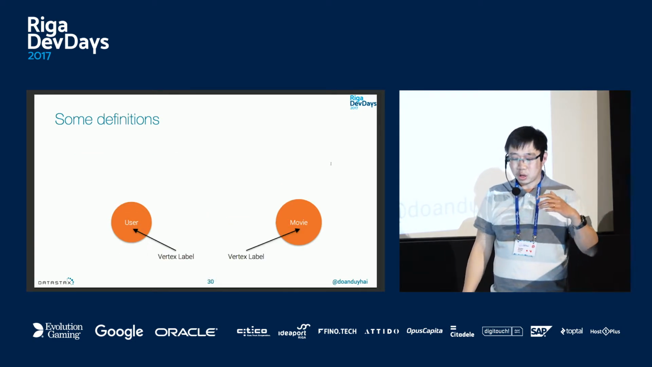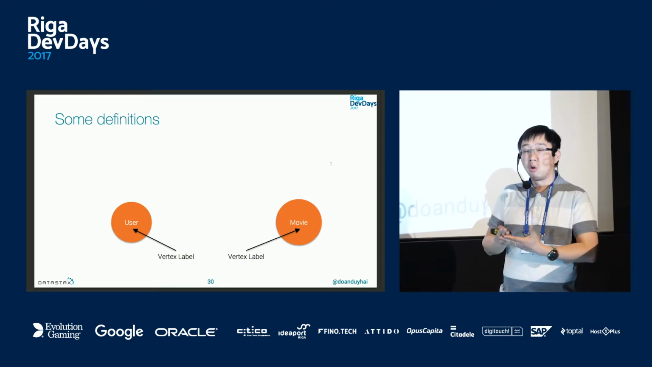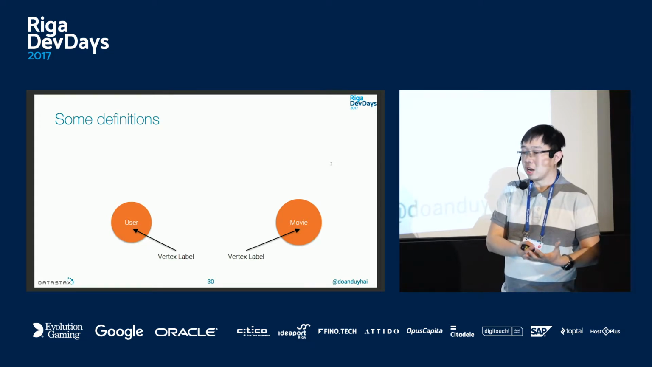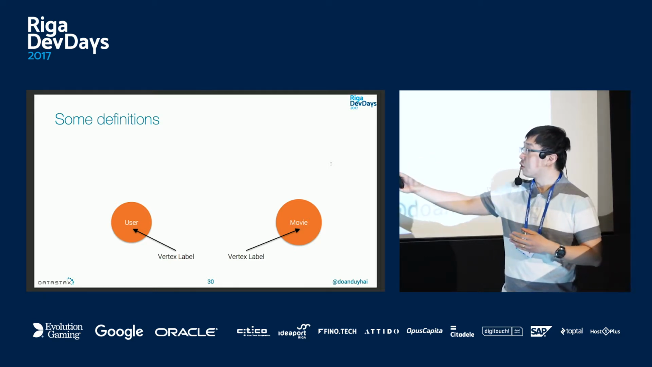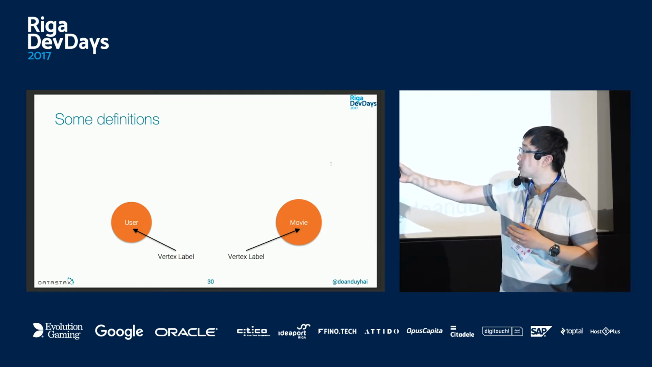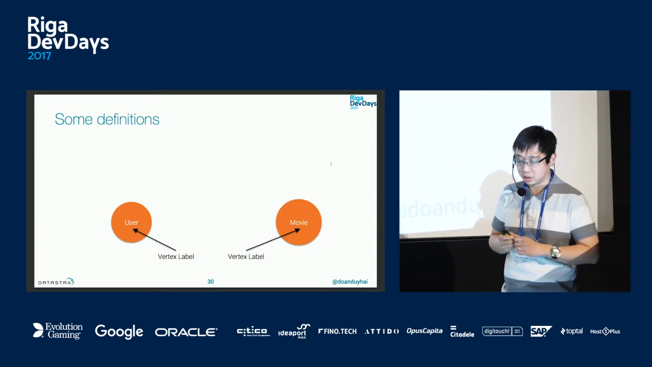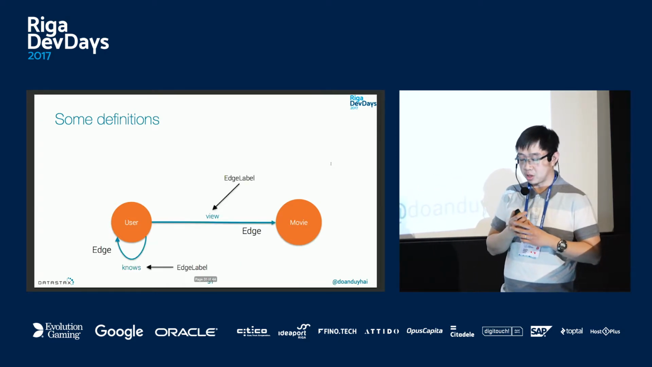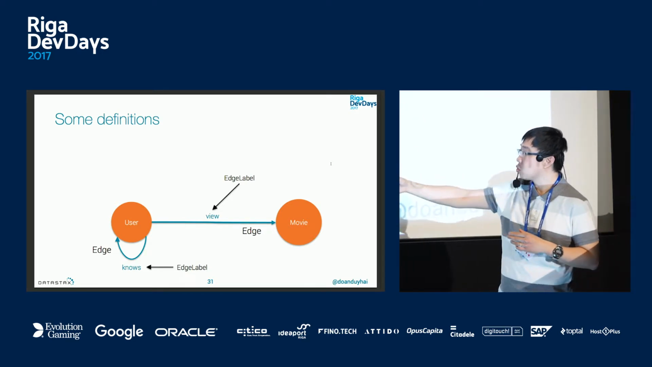Until now, I defined vertex and edge. All those are just topology. Now, how to distinguish between a user and a movie? We introduce the notion of label. You have the vertex label user and vertex label movie. A vertex label is just a type of vertex. To distinguish between a user and a movie, we have the same semantics with an edge label. So a view edge label, a knows edge label.